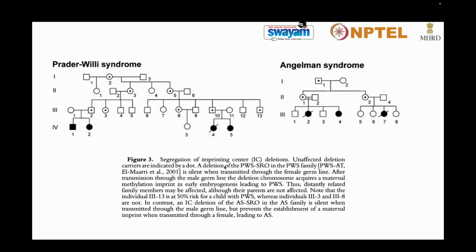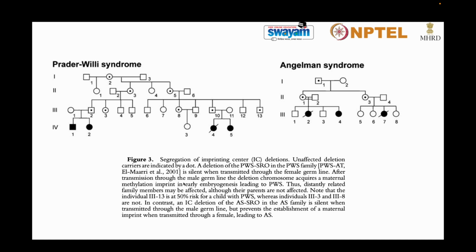So what explanation do they have to make here? They are saying that segregation of the imprinting center deletions. So in this, there is a deletion made in the imprinting centers for the Prader-Willi and Angelman. Unaffected deletion carriers are indicated by a dot, in which there is deletion but they are unaffected. A deletion of the Prader-Willi syndrome SRO in the Prader-Willi syndrome family is silent when transmitted through the female germline. So whenever the female transfers it, it is silent.